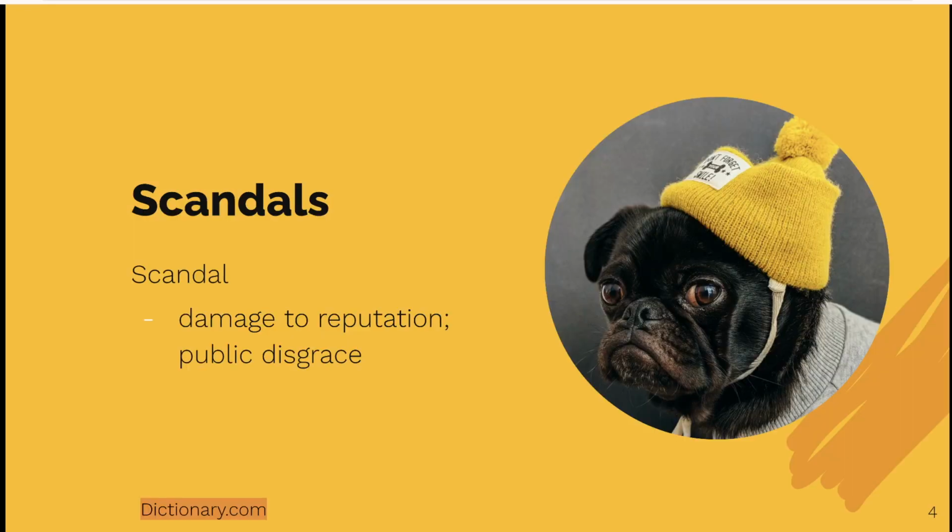So, first, what is a scandal? A scandal is some kind of damage to reputation or some kind of public disgrace. So, something where you've done something morally, ethically, or legally wrong. And it's generally for public people. So private citizens generally don't have scandals. It's just for well-known people or famous people.